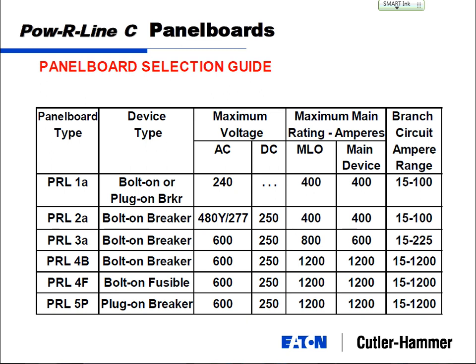All right. So the snapshot of the panel board family, generally speaking, without going into the details, we start at 1, 2, 3, 4. We have this 5 version that I won't get into. It's kind of special. But you can see your 1s and 2s are maximum 240 for the 1s, 480/277 for the 2s, 400 amps, 100 amp maximum branches. And then as you get bigger, you increase your amperage ratings and increase the size of your feeder breaker ratings as well.